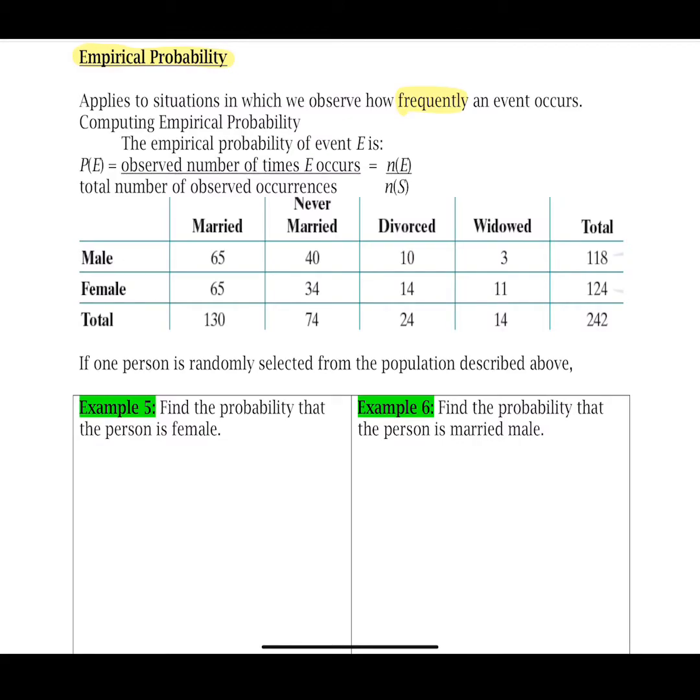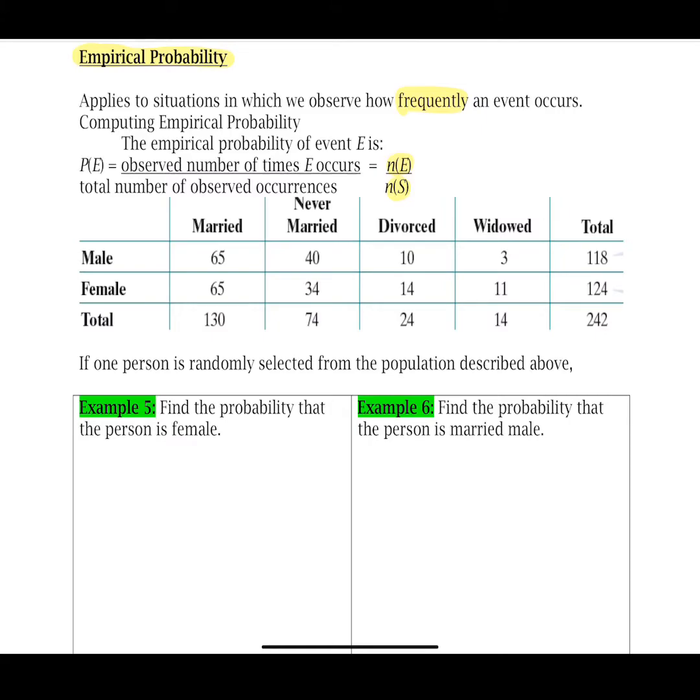So let's go ahead and take a look at the example. The formula stays exactly the same. Probability of an event is the number of times the event occurs over the sample space. So here is the table. I want you all to pause the video, look at the table, go back and play it again.